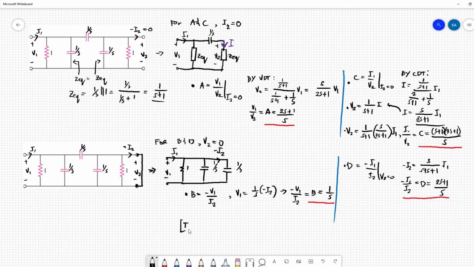Our T parameters have 2S plus 1 over S, and we have 1 over S. We have S plus 1 times 3S plus 1 over S. We have 2S plus 1 over S.